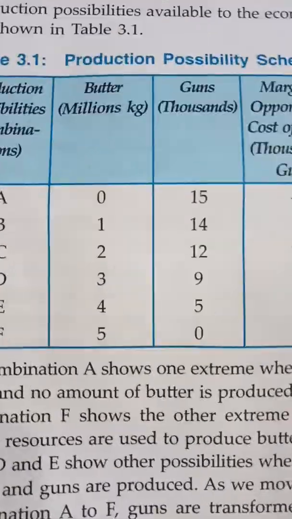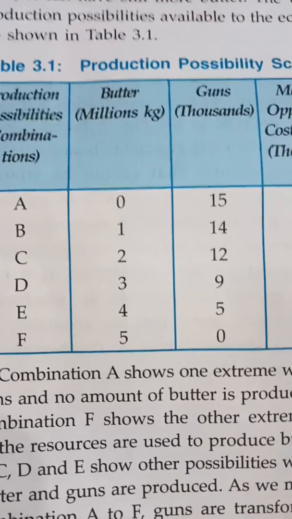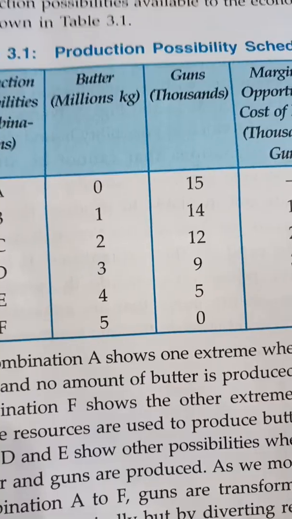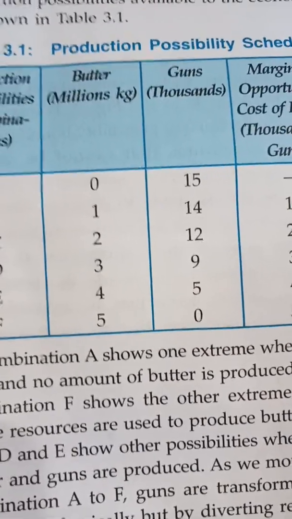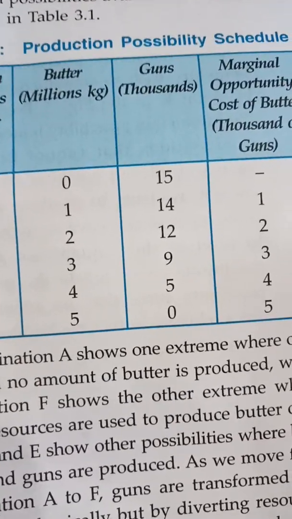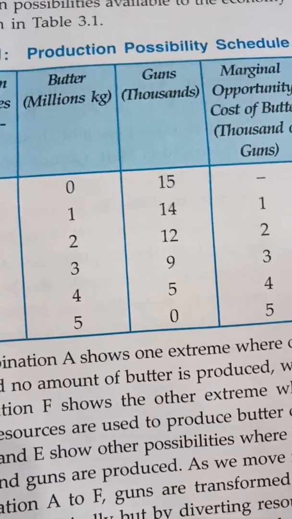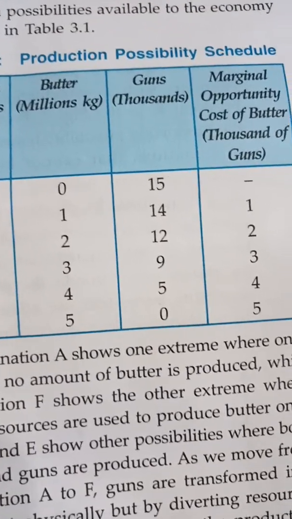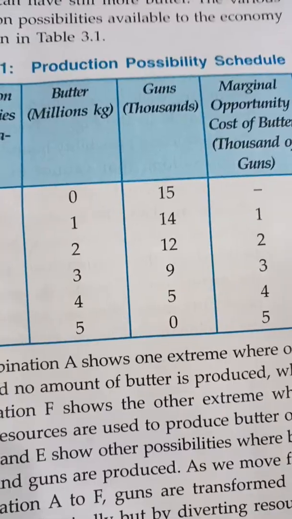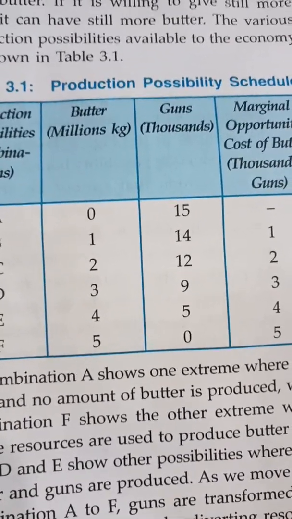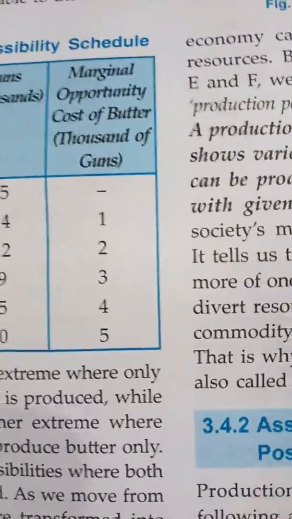Now from combination B, if we move to combination C, the economy wants to produce again one additional unit of butter, from 1 to 2, and then again some guns production is to be reduced. How much? From 14 to 12. Then how much? 2 units. 2 units of guns production is to be reduced when one more unit of butter is to be produced. So the marginal opportunity cost in this case is 2.